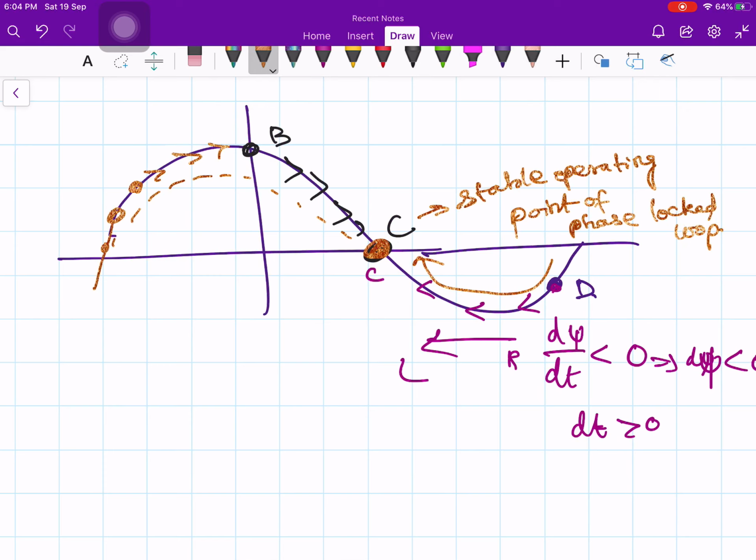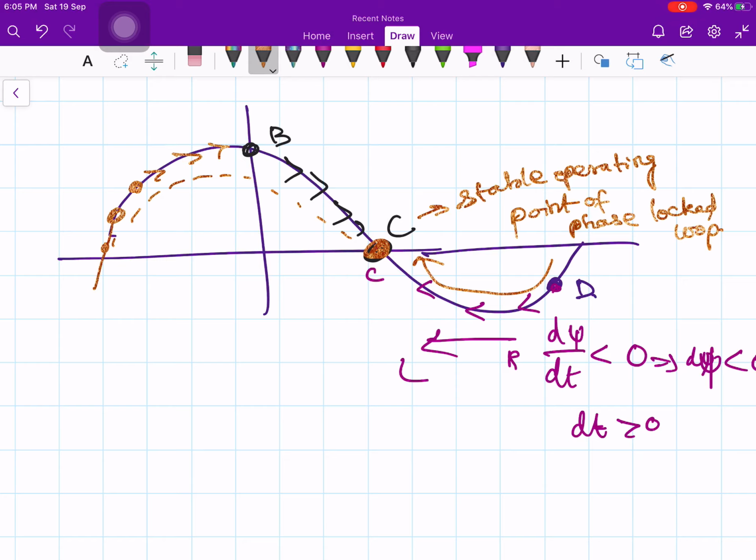Phase locked loop. Let's say at point C, when there is an attempt to move away from this point C, then it will try to return to this point C condition again.